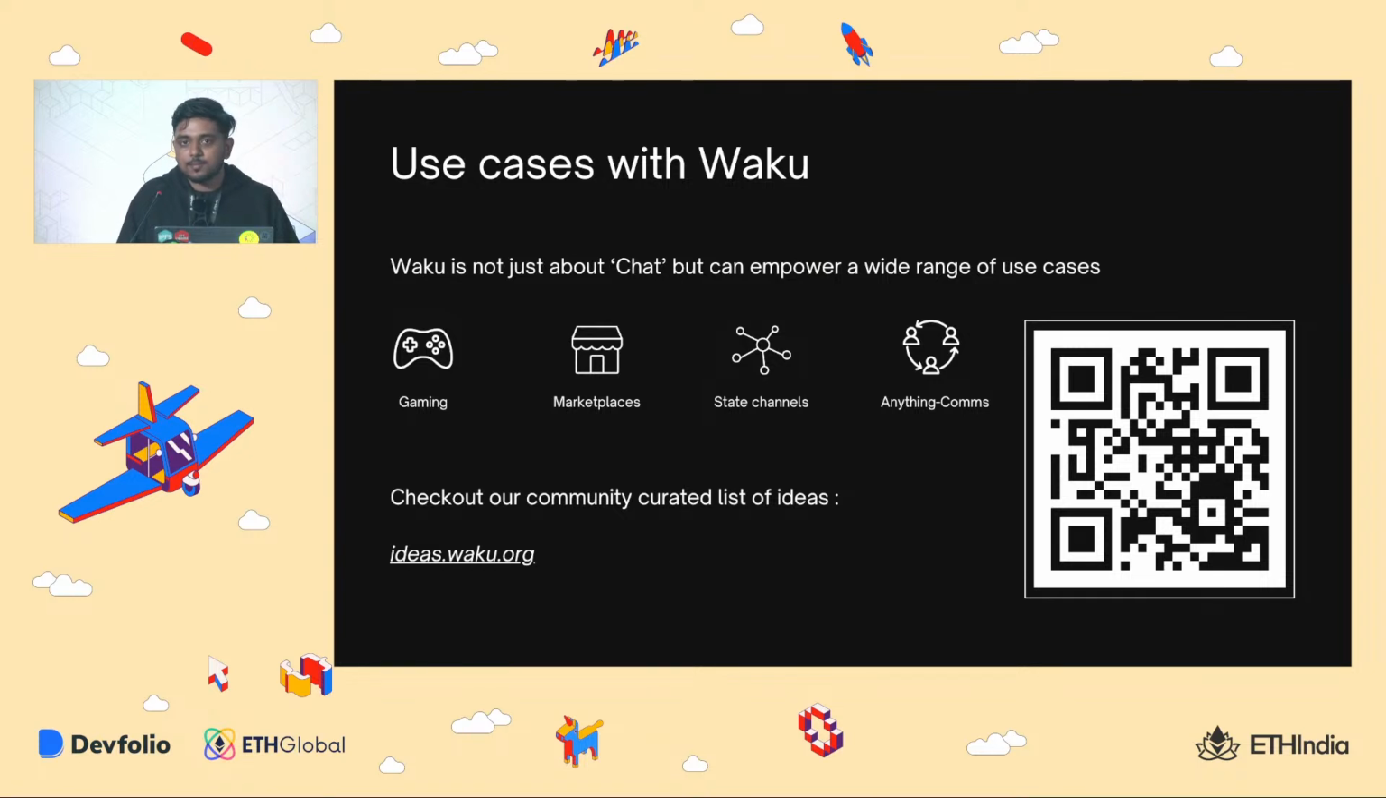So some of the example use cases will be gaming. You can build games with Waku where you make all the game state communications through Waku. You can also build decentralized marketplaces where, for example, if you are building an NFT marketplace, that can have elements of Waku and that can decentralize the centralized parts of the currently available marketplaces to a great extent. And also state channels is something that a lot of hackers have been building over the last few hackathons, so that's an important use case as well. And it's basically like you can build anything related to communications with Waku.